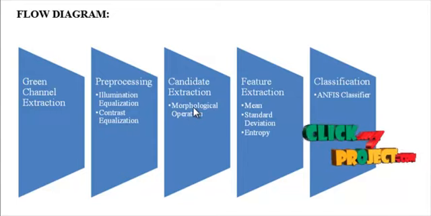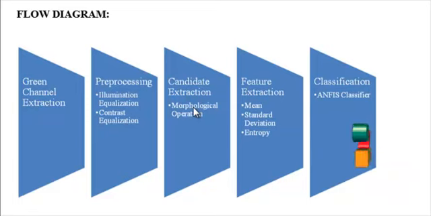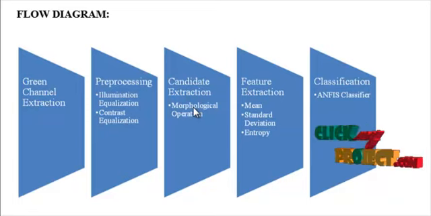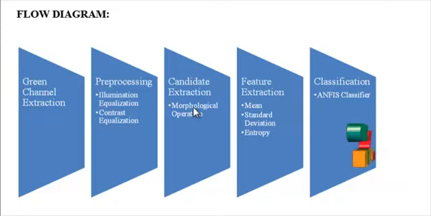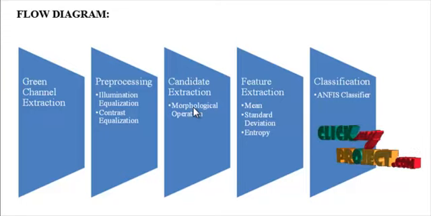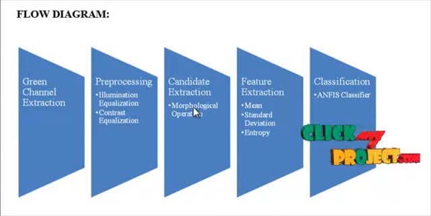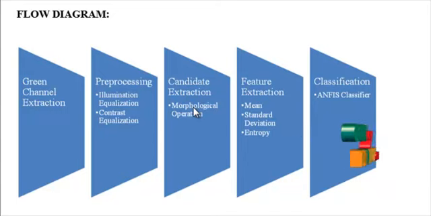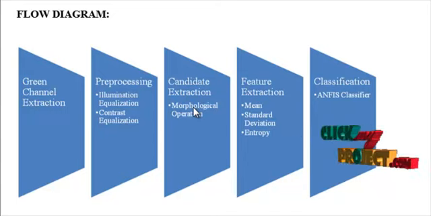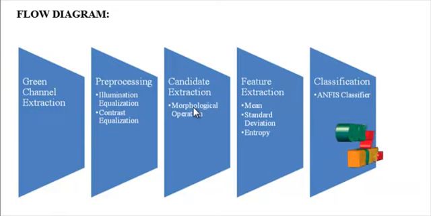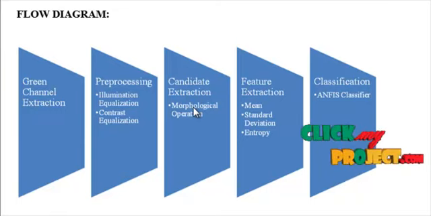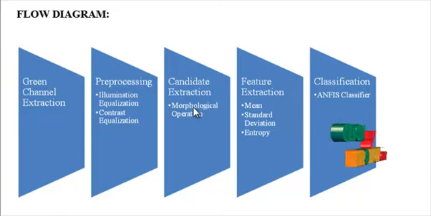In the candidate extraction process, the blood vessel regions were extracted, which is based on the morphological operations. Morphological operations binarize the input images and based on the binarized regions, the morphological processes identify the required portions from the input images and process them. As a result of this, we extract the blood vessel regions from the input images.